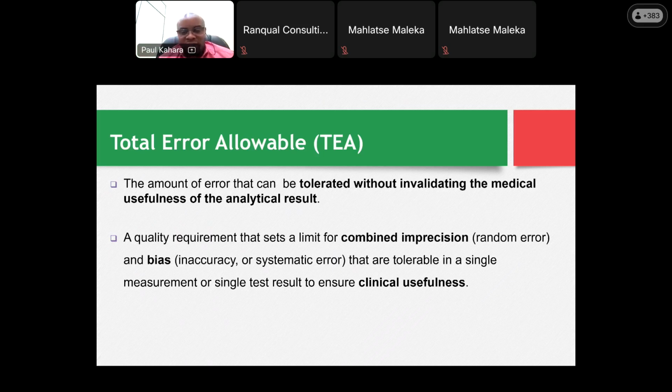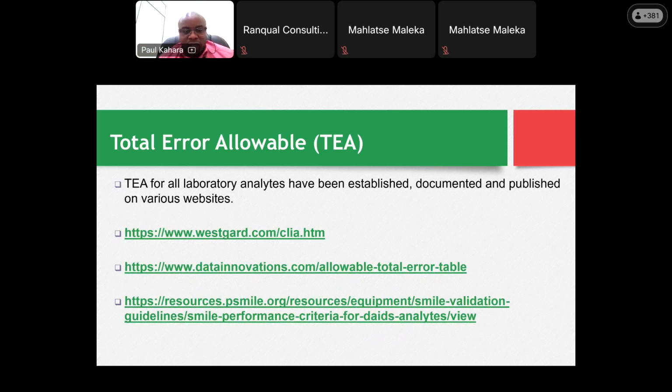But how should the difference be? So we are told there is that allowable error, a quality requirement that sets a limit for combined imprecision and bias that are tolerable in a single measurement or single test result to ensure clinical usefulness of our test. Like I mentioned, these are values that have already been established for all the parameters you know about, and they have been documented and published on different websites, and you can go ahead, participants and colleagues, and check out those websites for the different total allowable errors for our parameters in the laboratory.